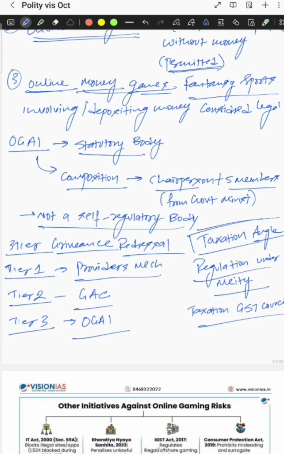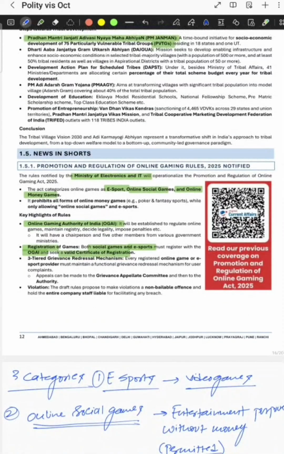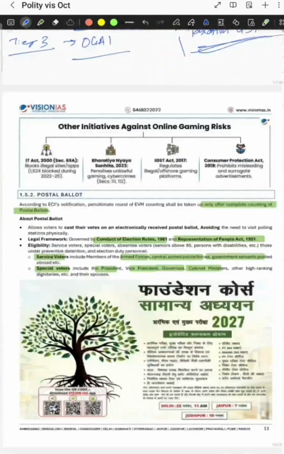Another thing we need to know about this is the taxation angle. Regulation is done by MeitY, that is Ministry of Electronics and IT, and taxation is under the GST Council. This is the main trap you can fall into. You should look at this. Another thing, any games which are to be launched in India, both social games and esports, must register with OGAI and seek a valid certificate of registration. So that's it about this topic.